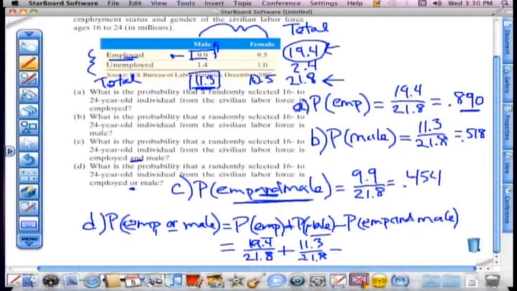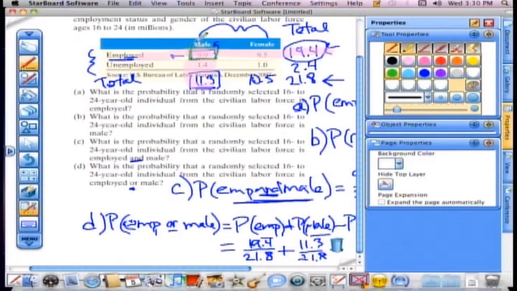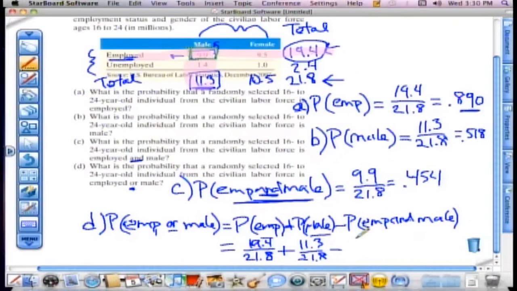And now notice that when we calculated the probability that the person was employed, we did this whole group. And when we calculated the probability that they were male, we did this whole group. So the probability that they were male and employed got counted twice. Right? They got counted in this cell right here. So we're going to have to subtract that back out again, the 9.9 out of 21.8. When you do the addition, subtraction, and division, you end up with 0.954.